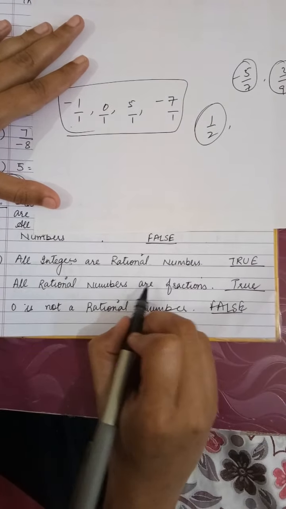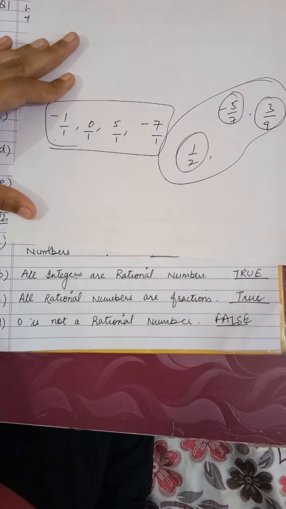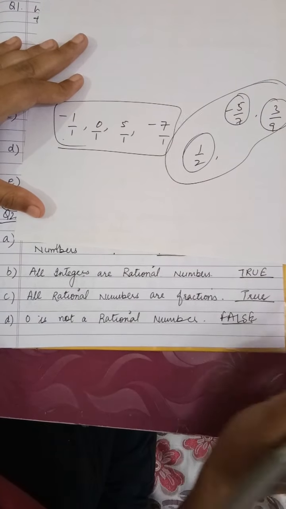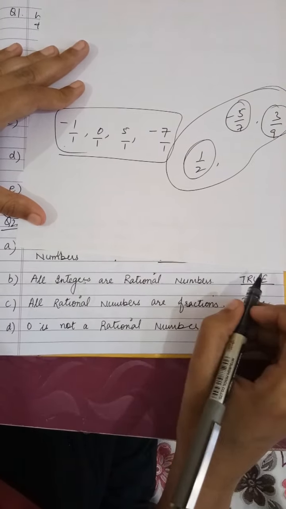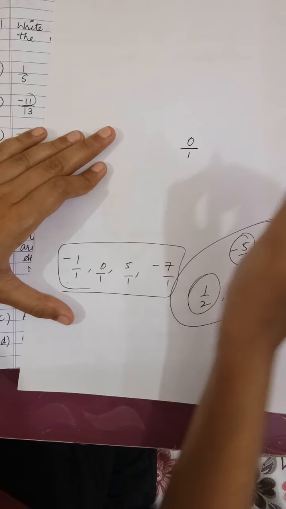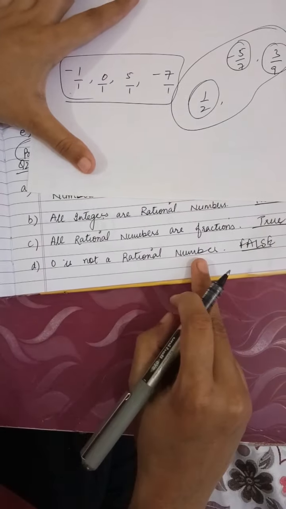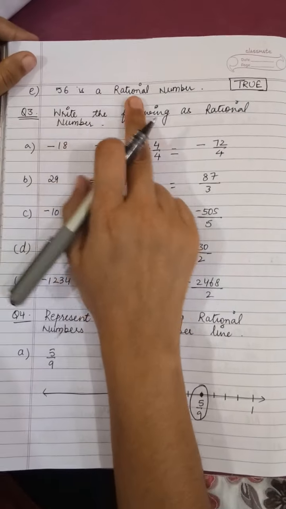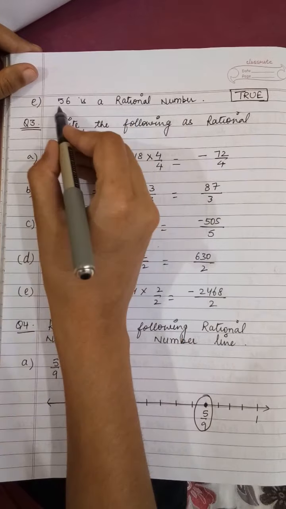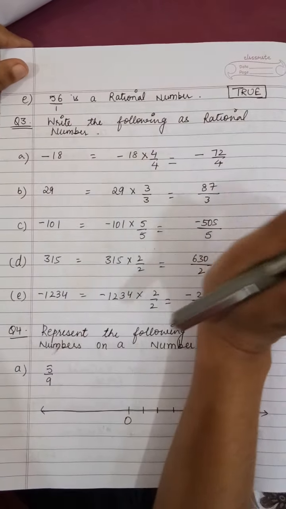Next, all rational numbers are fractions. Yes, we have done this. All rational numbers are fractions. 0 is not a rational number. False. If I'm writing 0, that means in the denominator it is 1, and this is a fraction, and fraction means rational number. So if they're saying that 0 is not a rational number, it is false. Next, 56 is a rational number. Yes, because 56 means 56 upon 1. This is a fraction and a fraction is a rational number, so this is true.